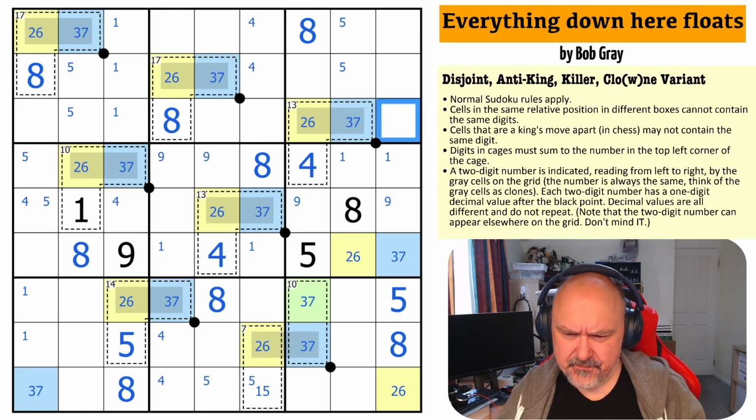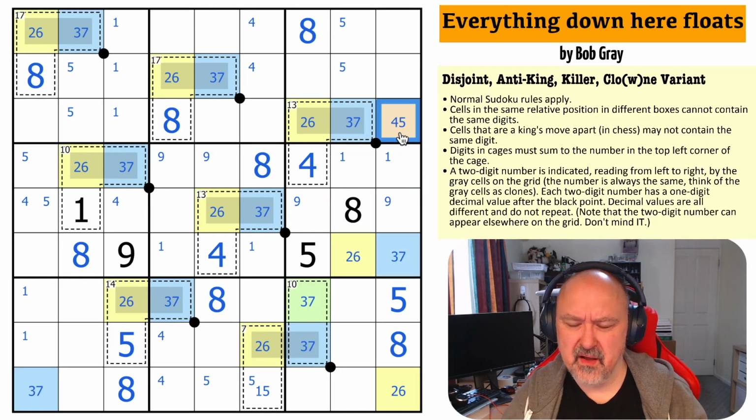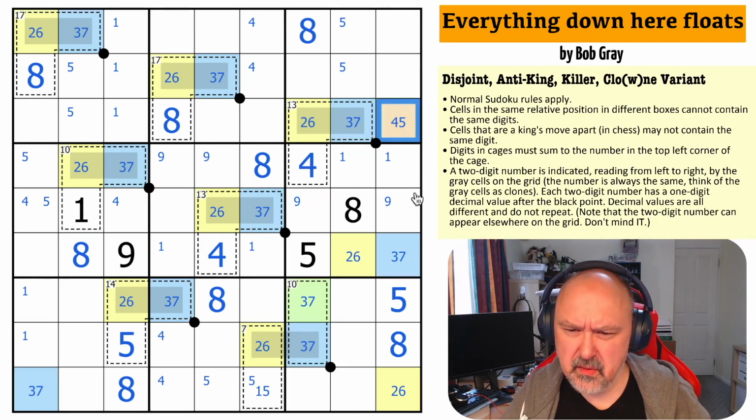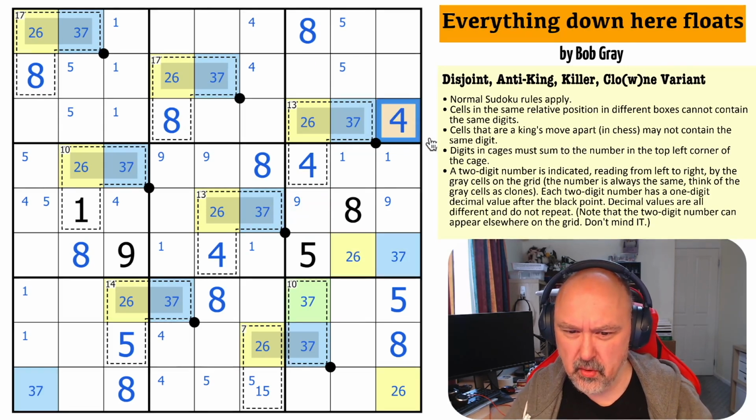That digit in this box, it's not any of those, it's not that one, it's not the dot, it's not 2 or 6, it's not 8. So this is 4 or 5. Right, here we go. This digit, not those, can't be that by king's move, can't be 8, there's an 8 in the box, can't be 2, 6, 3, 7, and it can't be the dot digit. So all that's left is 4 and 5, and it sees 5. So that's a 4.